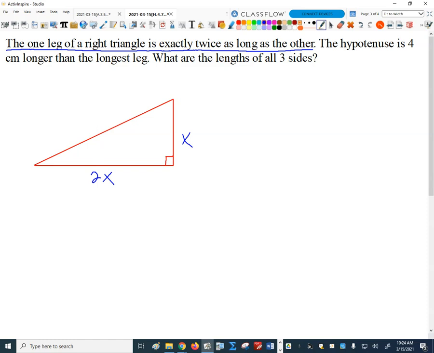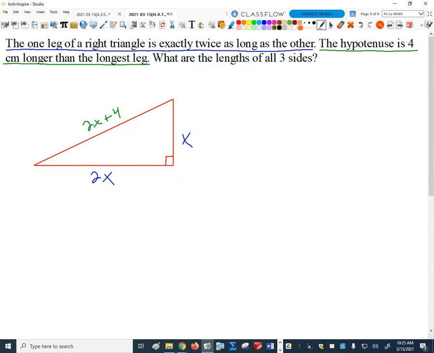Okay, good. So if we look at this green statement then, the hypotenuse is 4 centimeters longer than the longest leg. Well, there's the longest leg, right? So this would have to be 2x plus 4. Okay, good. Somebody else, how could I come up with an equation then?